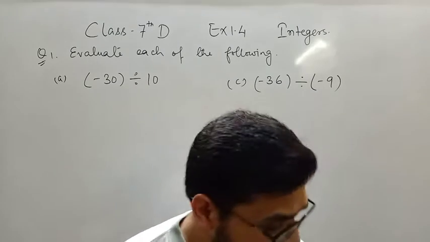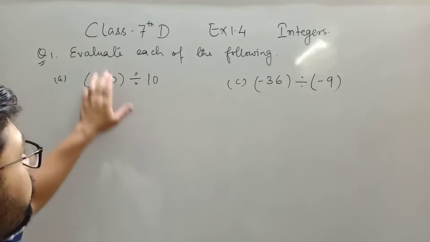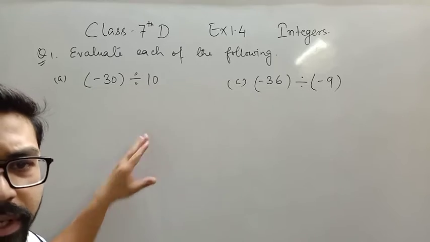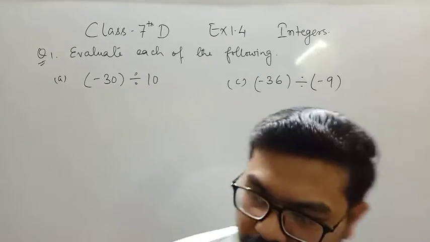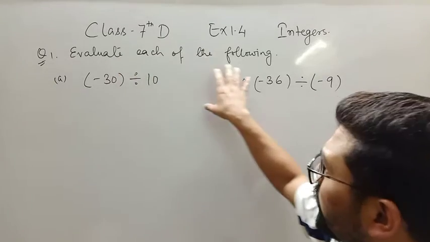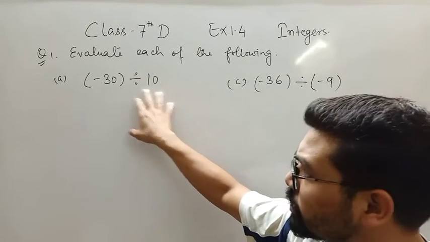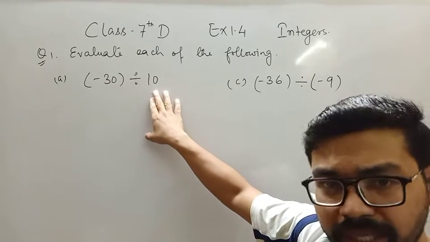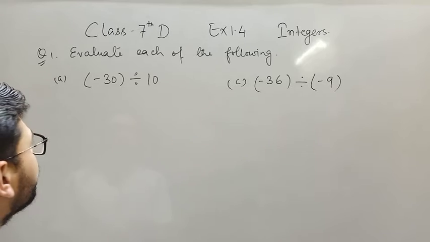Now the very first question of the exercise is: evaluate each of the following. The last topic is basically division of integers, right? So let's say minus 30 divided by 10. You just need to evaluate the value of the following. Minus 30 is a negative integer whereas plus 10 is a positive integer, right?